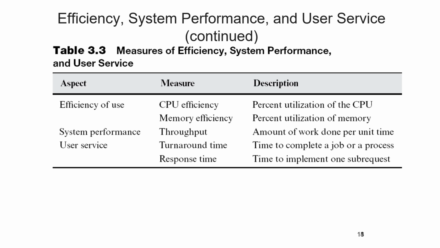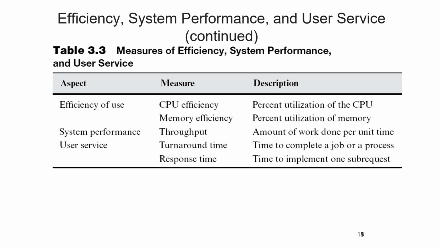How do we calculate the CPU efficiency? By the percent utilization of CPU: how much percentage that particular CPU is utilized for that particular period. That is called the CPU efficiency. Similarly, the memory efficiency is calculated based on the percent utilization of memory, the memory utilization percentage for that particular time.